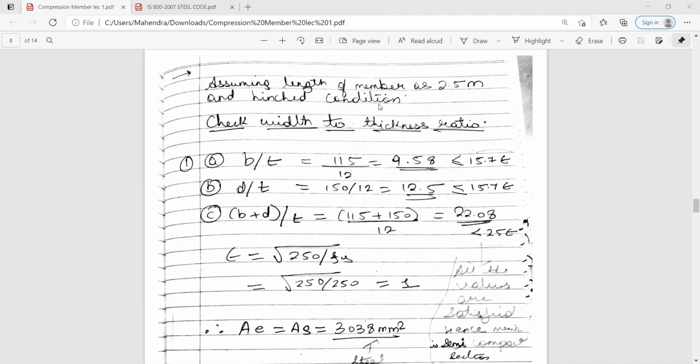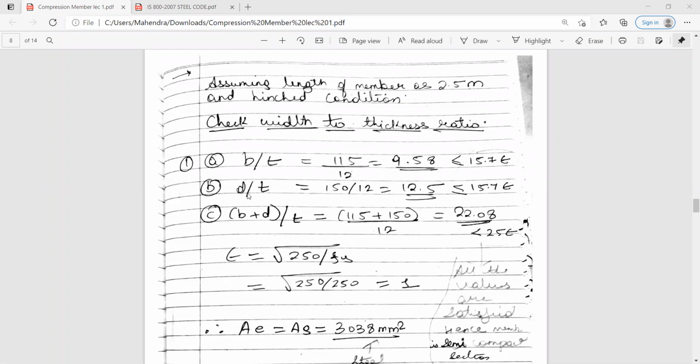The value comes up to be 9.58, as it is less than 15.7 epsilon. Now what is epsilon? The formula to calculate epsilon is the square root of 250 by fy. What is fy? fy is the yield stress. As I have told you, you have to assume the value of yield stress as 250 if it is not given in the question. So here we assumed fy as 250. So the value of epsilon is the square root of 250 by 250, that is 1.